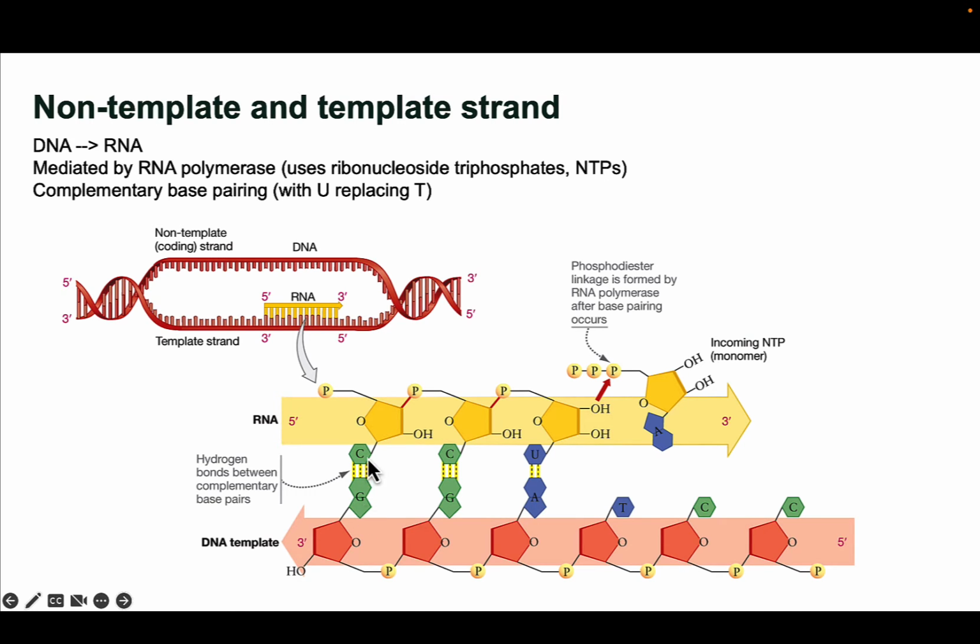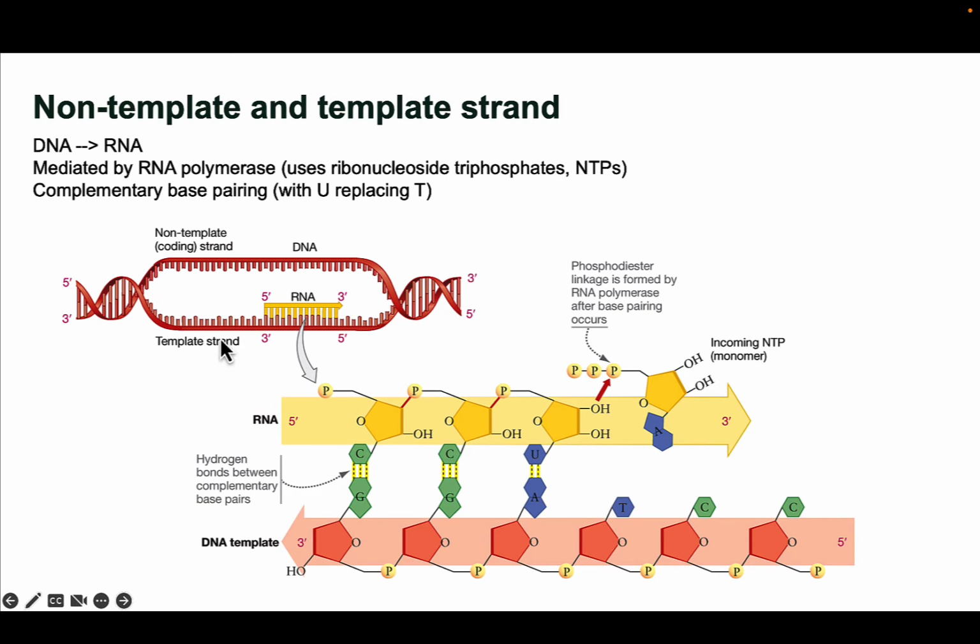So C is going to pair with G, but A is going to pair with U, because remember, RNA does not have thymine, instead they have uracil. And as this grows, this is an exergonic reaction because these are ribonucleoside triphosphates. And so each nucleoside is attached to 3 phosphates. And the phosphodiester linkage cleaves these last 2 phosphates, and that provides the energy for this polymerization.